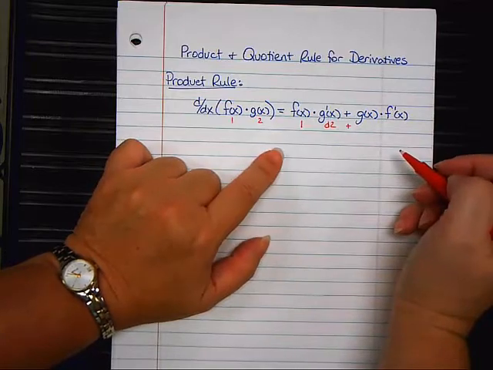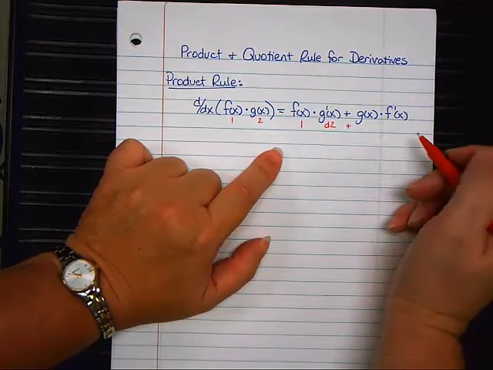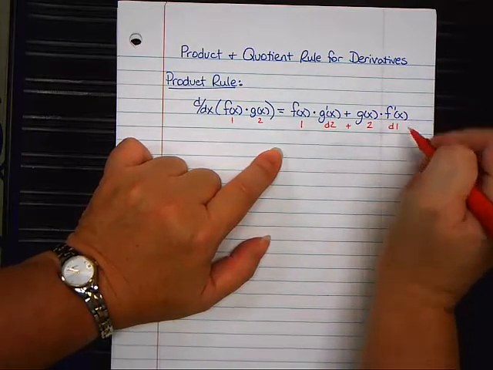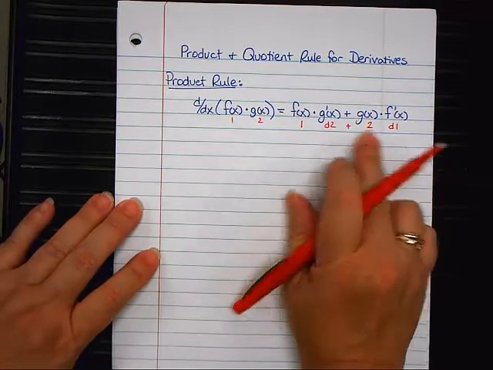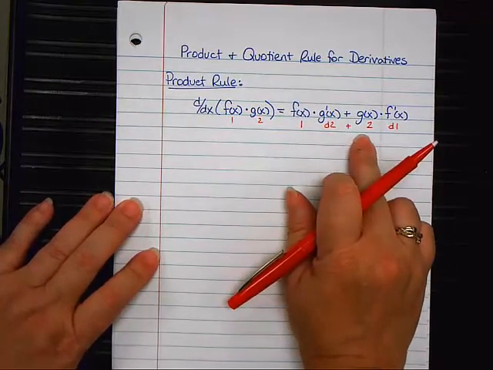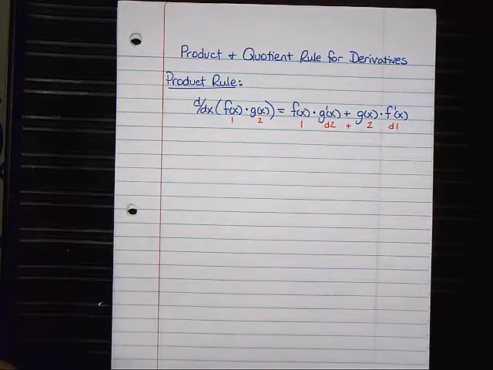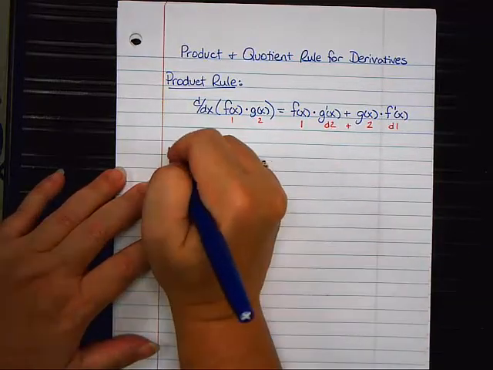Plus, what would the second part of the problem be? 2d1. 2 times d1. So if you don't say the word times, it's understood. 1d2 plus 2d1. That's not very hard to remember. 1d2 plus 2d1. After you've done it a few times, it's pretty simple. Okay, 1d2 plus 2d1. First times the derivative of the second plus the second times the derivative of the first. Okay, now, here's an example of the product rule in action.